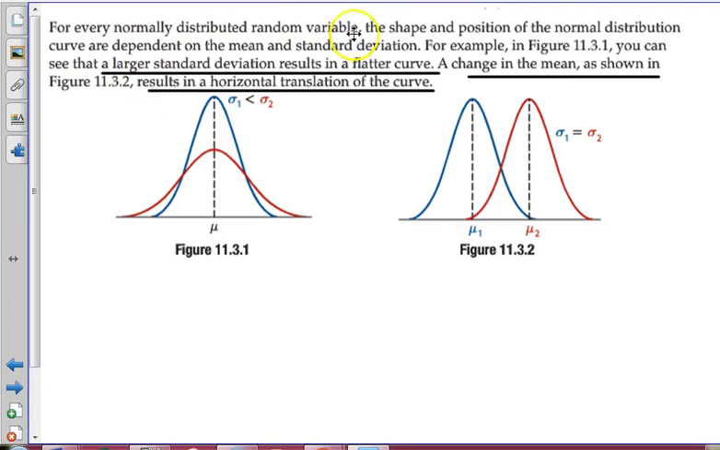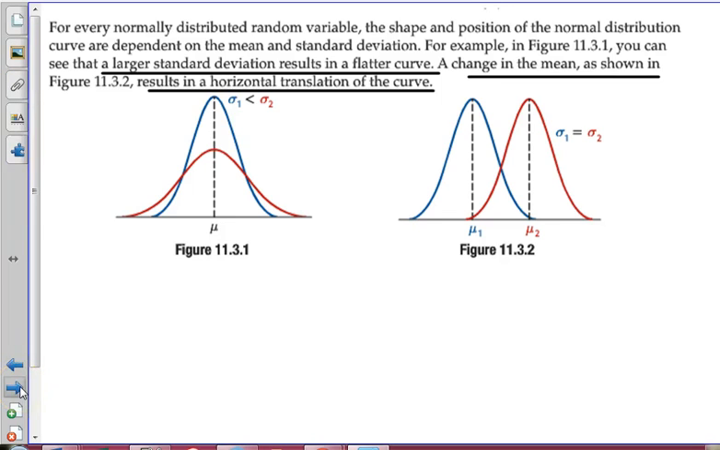For every normally distributed random variable, the shape and position of the normal distribution curve are dependent on the mean and standard deviation. For example, in this figure on the left, there is a larger standard deviation, so the data is more spread out. In this example over here on the right, the distribution is the same, but the average value was significantly less on the blue one. So the standard deviations make it the same width.